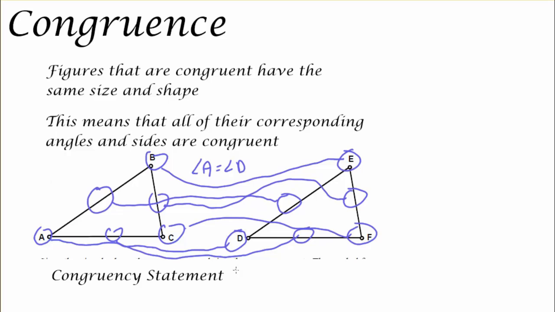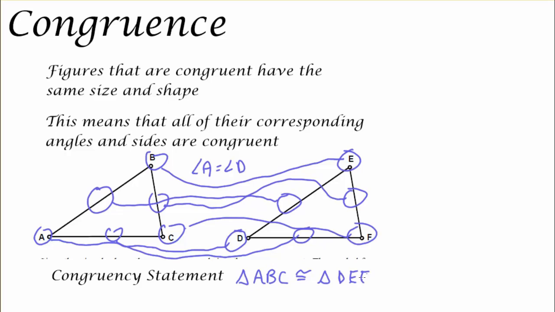Side AB is the same as DE, and side BC is the same as EF. Lastly, AC is the same as DF. And with these 6 pairs of sides and angles, we're able to write a congruency statement and say that these triangles are congruent. So I can say triangle ABC is congruent, with a proper symbol of congruence, to triangle DEF.